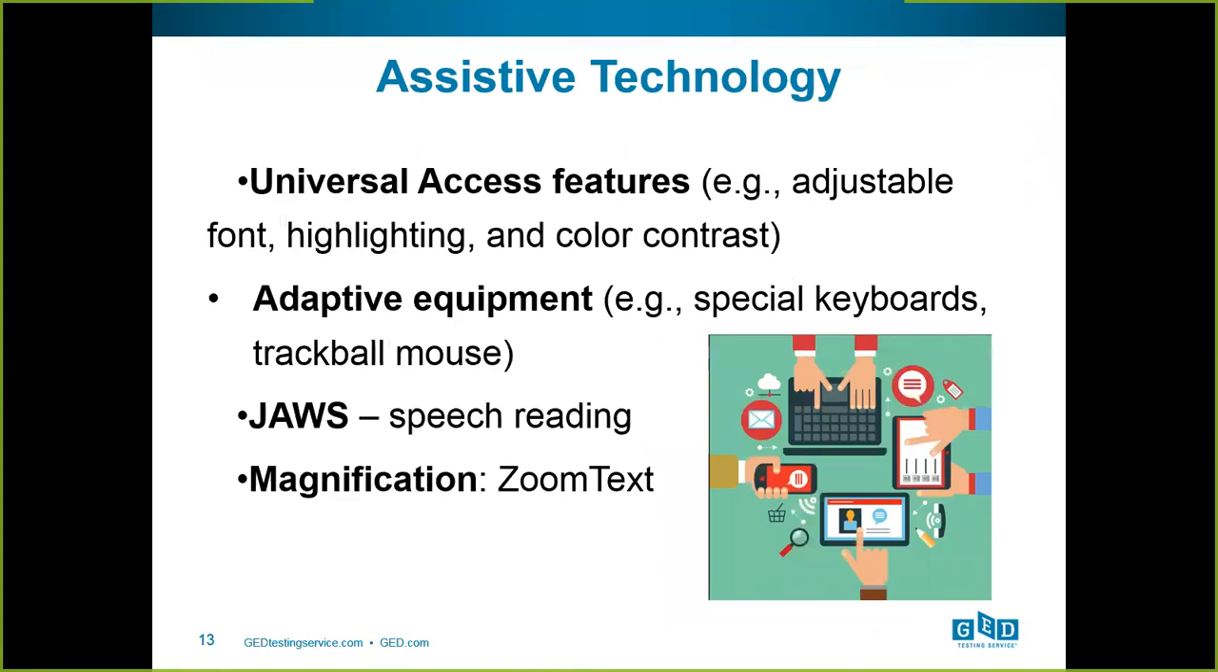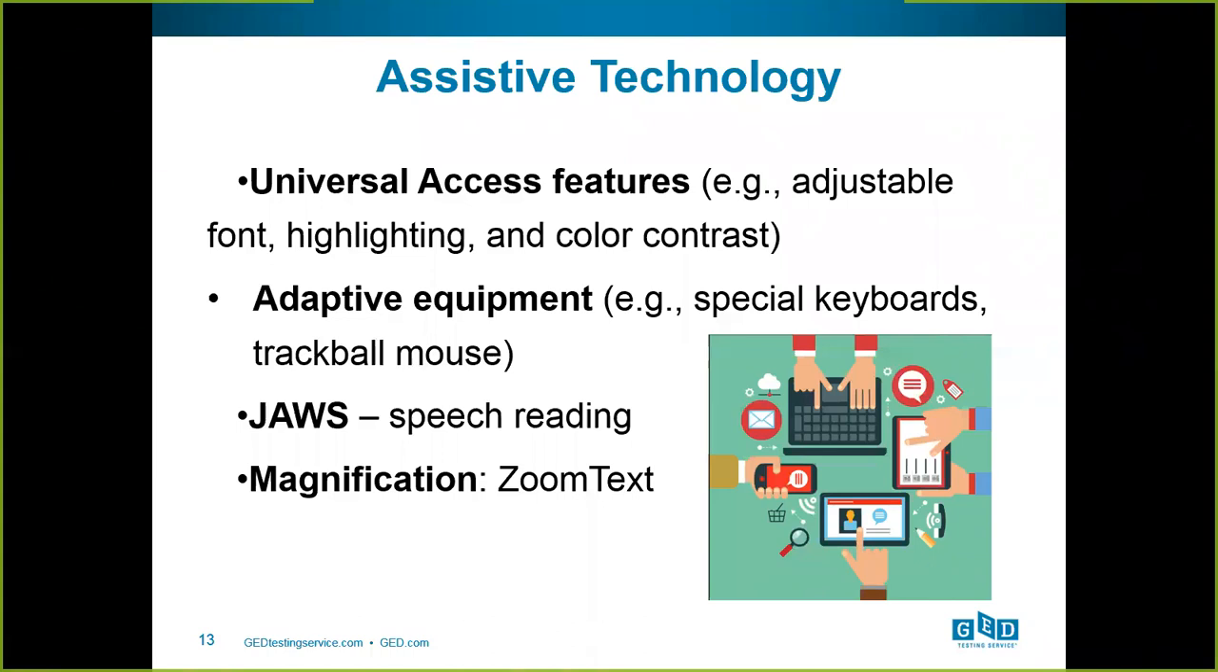Okay, assistive technology. So there are universal access features on the GED test. They are available to all candidates. They do not require an accommodation request. The first one is adjustable font. The font on the GED test goes up to 20-point font, does not require any prior approval.